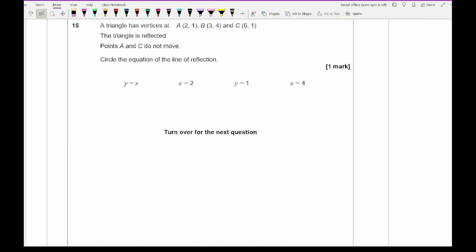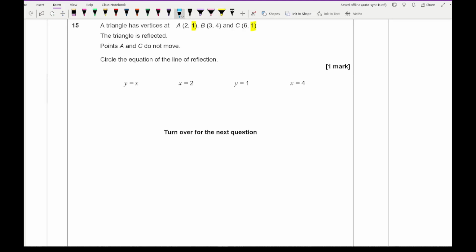So looking at question 15, it says a triangle has vertices at (2, 1), (3, 4) and (6, 1). The triangle is reflected. Points A and C do not move. Circle the equation of the reflection line. So if A and C do not move, then that means you've got to look at which ordinates do not move. That's going to be y.